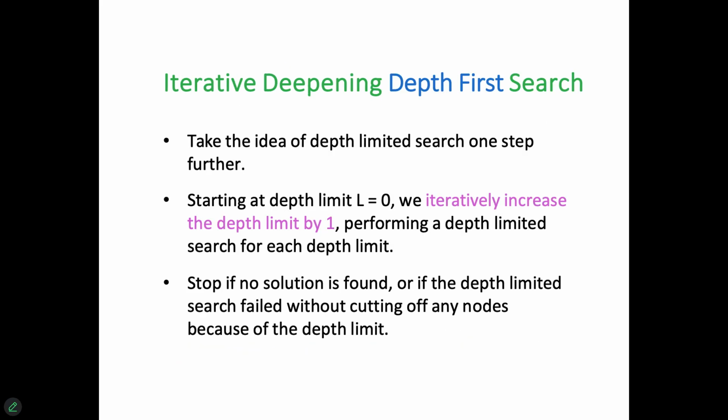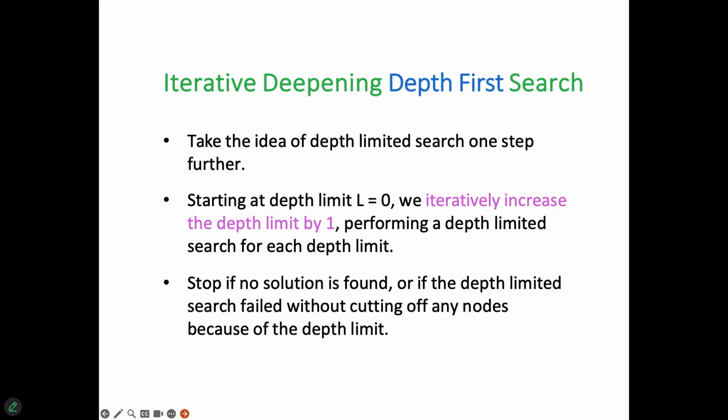Now, I'm going to explain one more method, which is iterative deepening depth-first search. I hope that you understood the depth-first search clearly, and it was easy, right? Now, iterative deepening should be very easy for you. So now, take the idea of the depth-limited search one step further. We start at some depth limit, our first depth limit, which is 0. And then we iteratively increase the depth limit by 1. I'm going to explain it better with an example so you see better what it means.